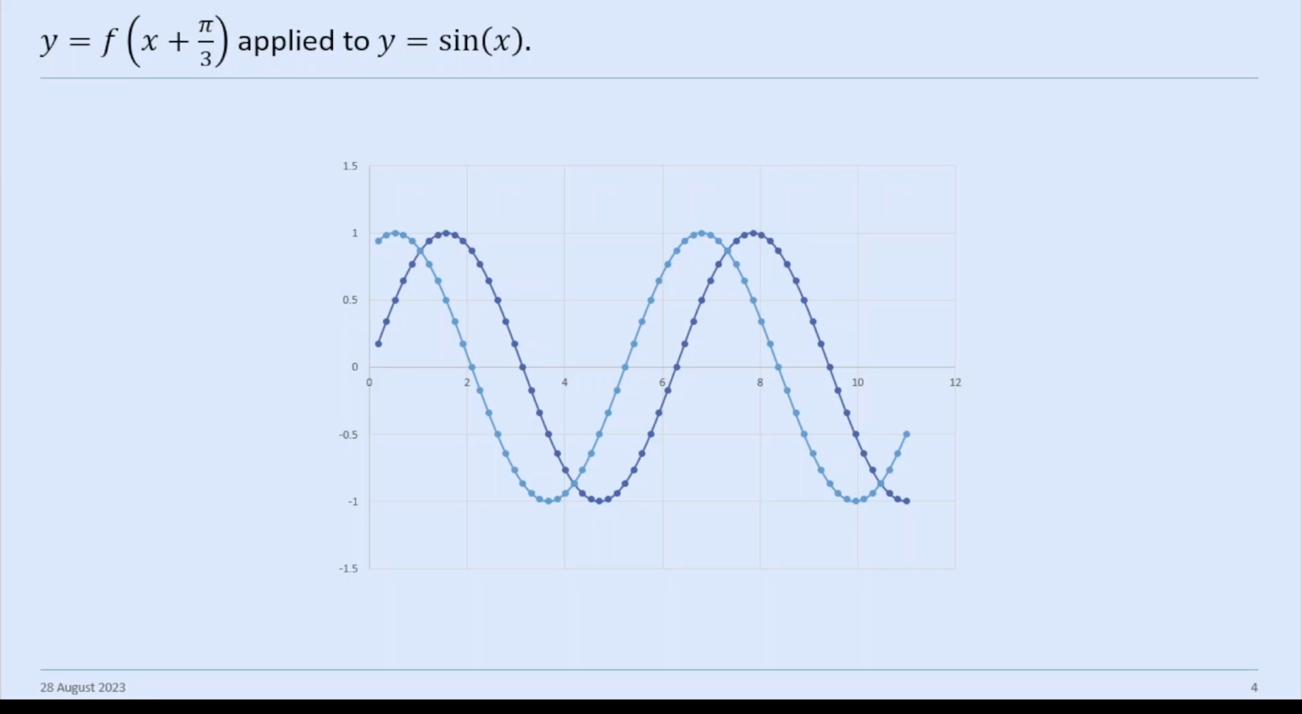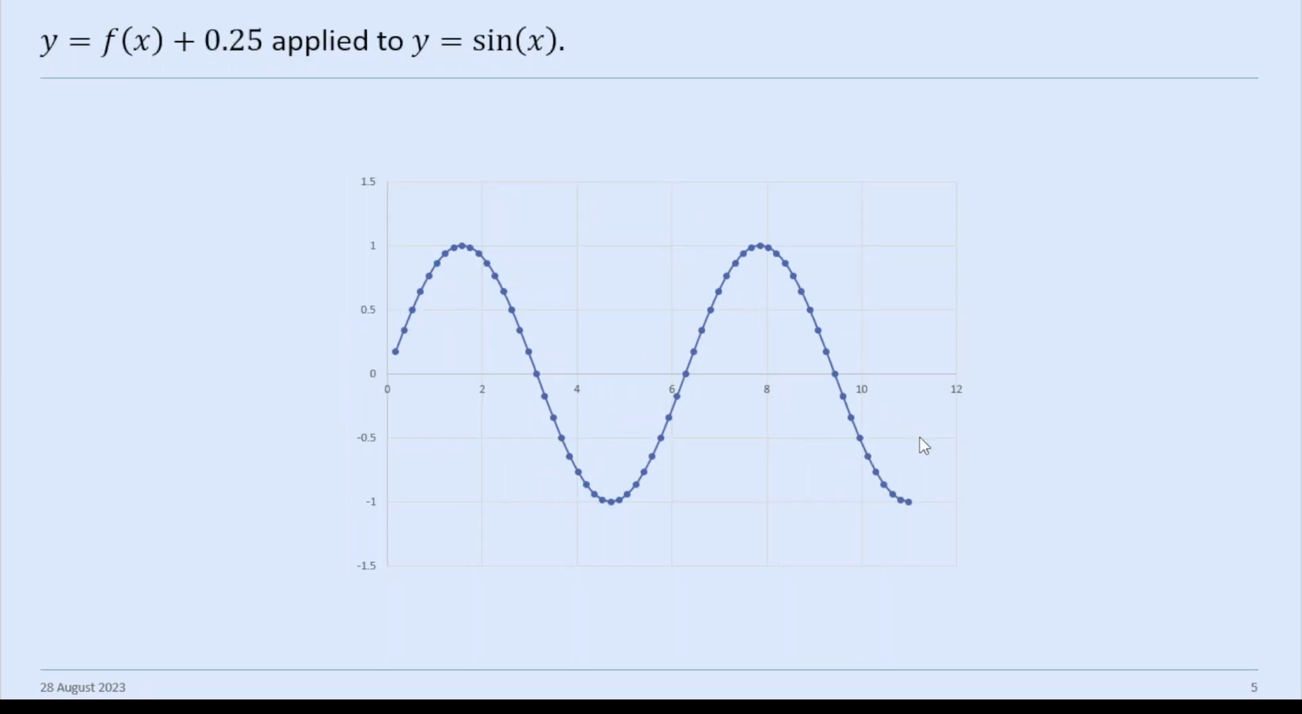And the reason that happens is because for the new curve y equals f of x plus pi over 3, when you put in x equals 0, the value you're reading is pi over 3. So you're getting to pi over 3 immediately rather than having to travel a distance of pi over 3 as you would with the original curve. And then you start at pi over 3 and you carry on as the original curve did.